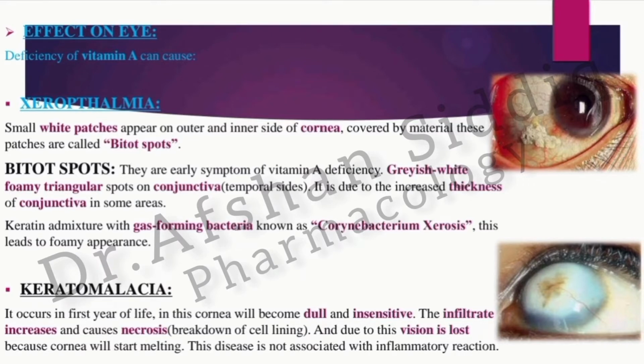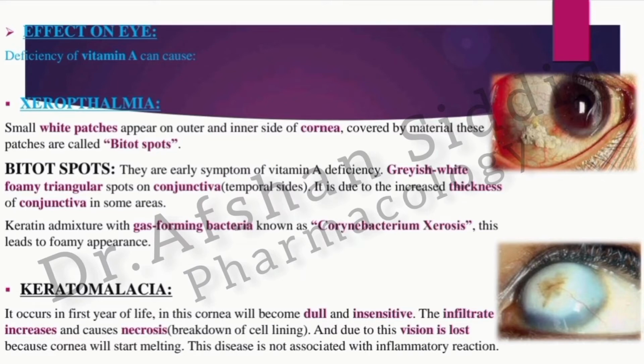Xerophthalmia, what is xerophthalmia? Not night blindness. Xerophthalmia is dryness of the eye. Small white patches appear on the outer and inner side of the cornea, covered by material. These patches are known as Bitot spots, B-I-T-O-T, and they are the early symptom of vitamin A deficiency.